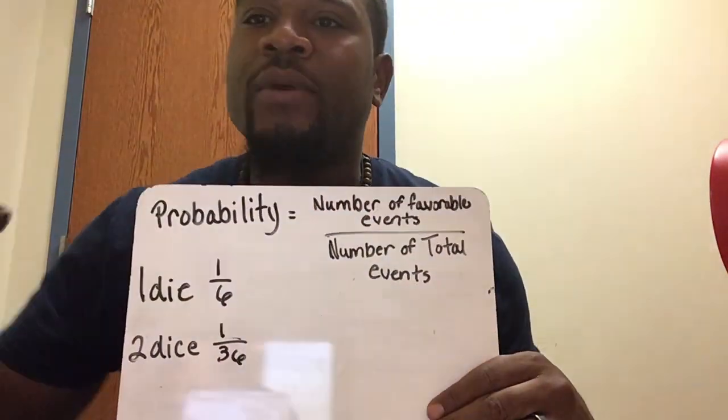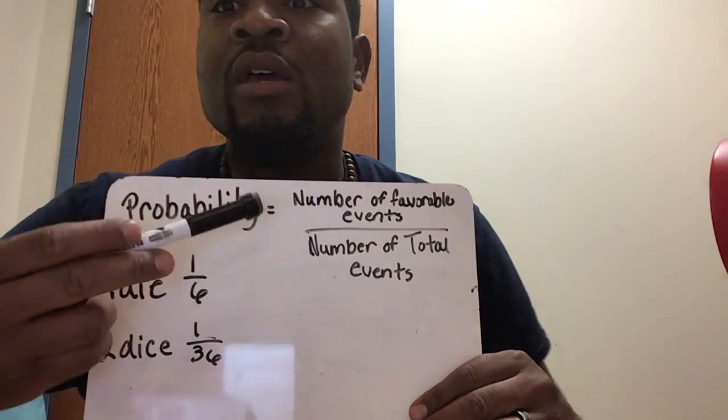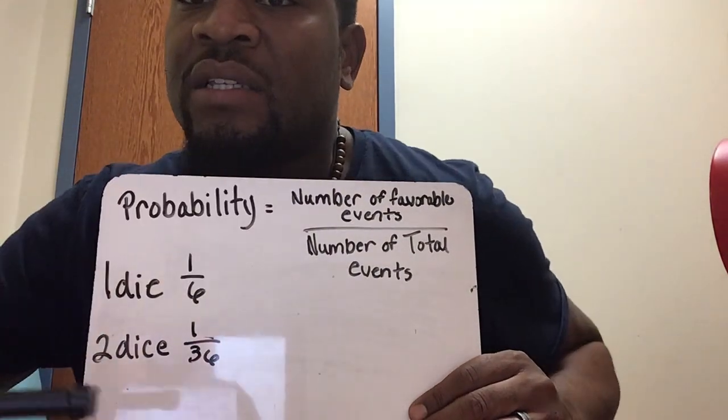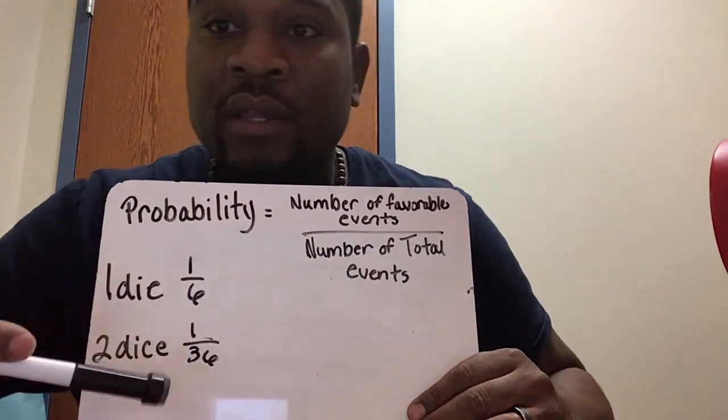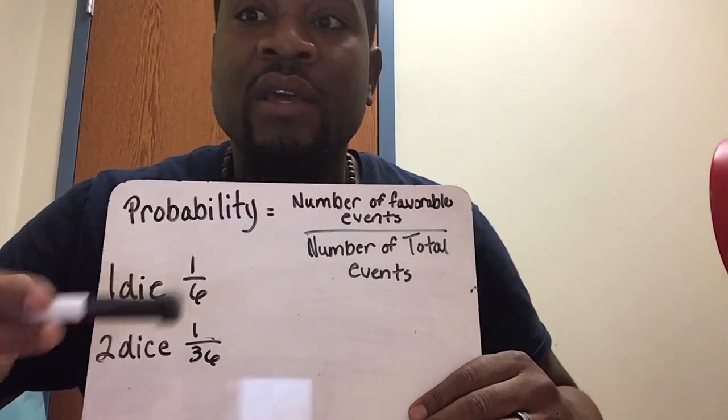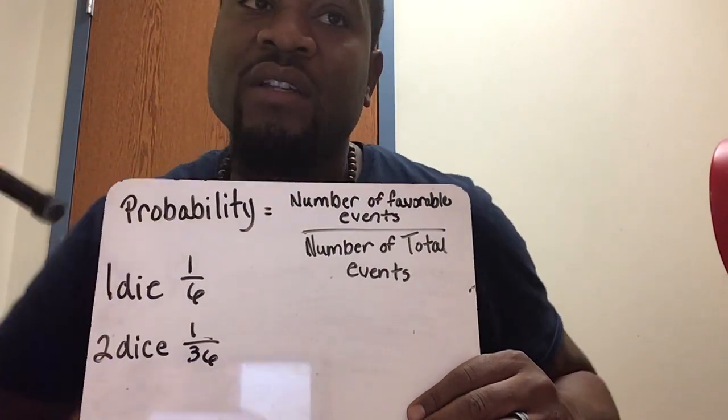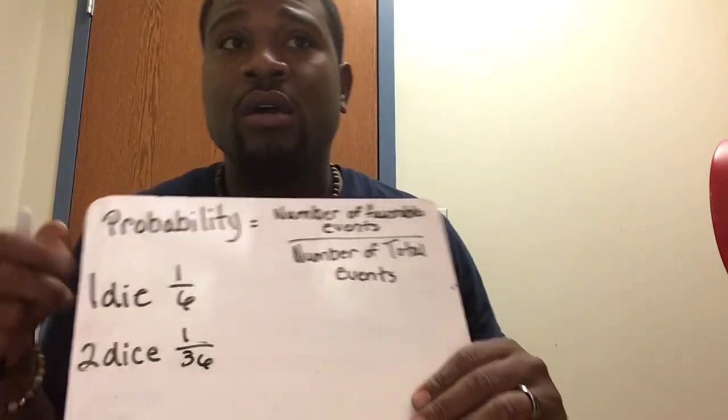So probability equals the number of favorable events over the number of total events. When we talk about dice, when we have one, it's a die. Out of one die, there are six different possibilities, six different outcomes that can come if we roll the one die.